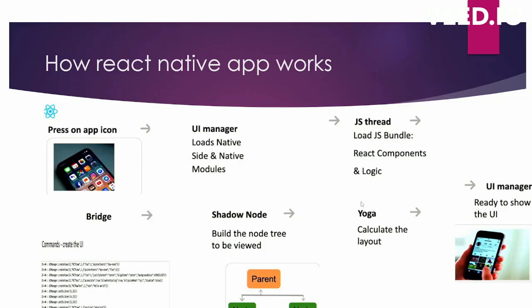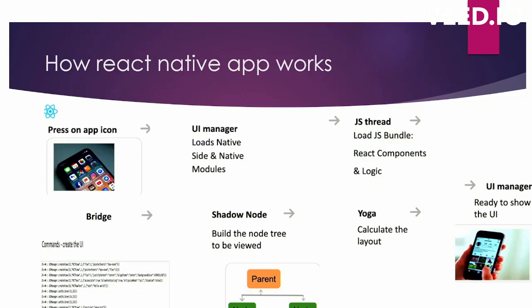Then it goes to the shadow node or Yoga. Okay, so the shadow node and the shadow thread, as we call it, is basically for the layout of the application. Now let's understand this: the native side of the mobile doesn't understand the flexbox or the CSS that we have in React JS, right? So basically Yoga calculates, it's basically converting that flexbox into the layout that mobile understands. Okay, so Yoga is a library which runs in the shadow thread.